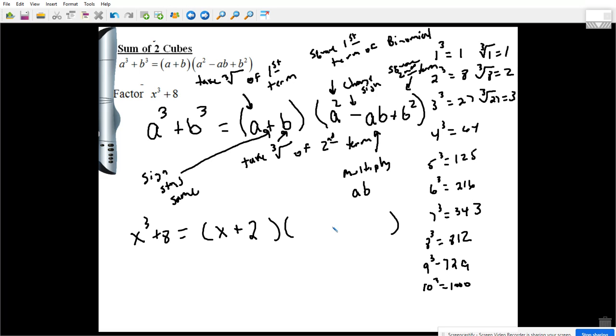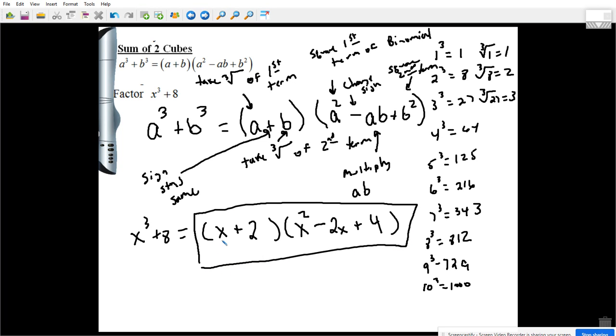Now, once I have this, the trinomial is based off of this binomial. To get the first term, I square the first term. Well, x squared is x squared. I change the sign. I multiply a times b, so I multiply x times 2 and get 2x. Here's where you have to pay attention to the formula. I know 2 times x is positive 2x, but the formula tells me to change the sign. So it's a minus 2x, and then I square the last term. 2 squared is 4. This is completely factored.